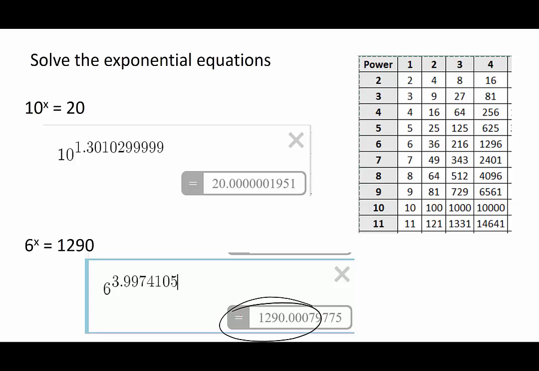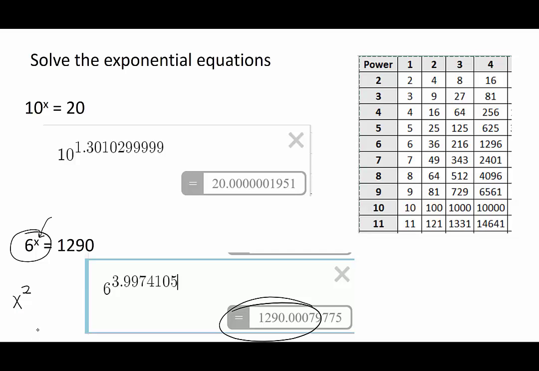But we need a shortcut. We don't want to have to guess numbers all the time. We need a function that will undo the exponential function. Now we know that if this was x squared, we would undo the squared function with the square root function. But if the variable is in the exponent place, we don't know how to undo that one.